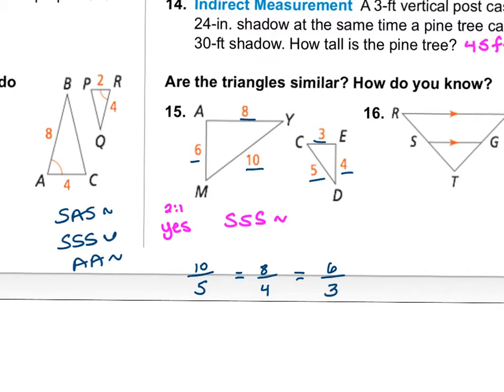If these all reduce to be the same thing, which they do, they're all 2 to 1, then I would say these triangles are similar. And the reason is side, side, side. If they do not all simplify to the same thing, then these triangles are not similar.